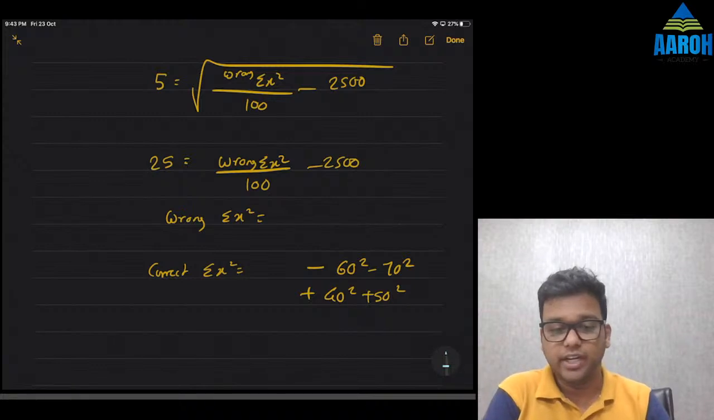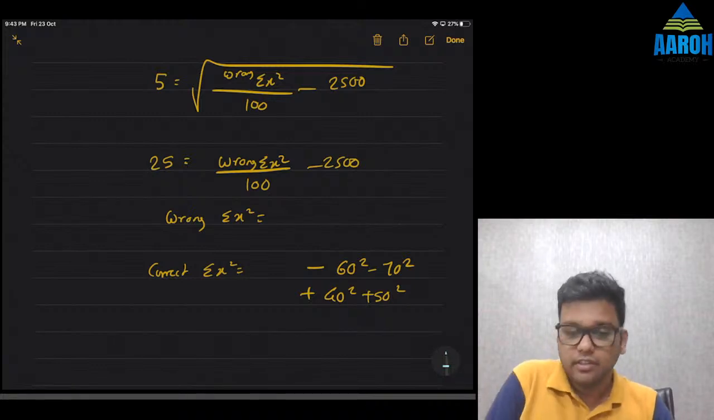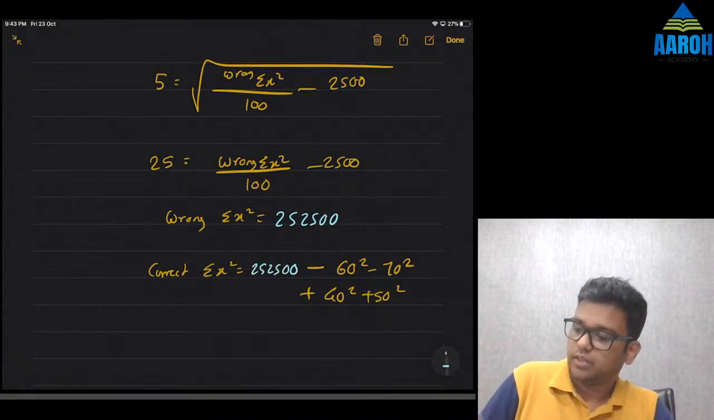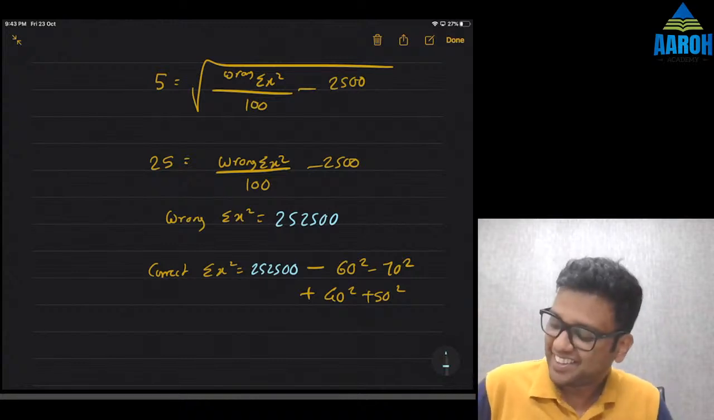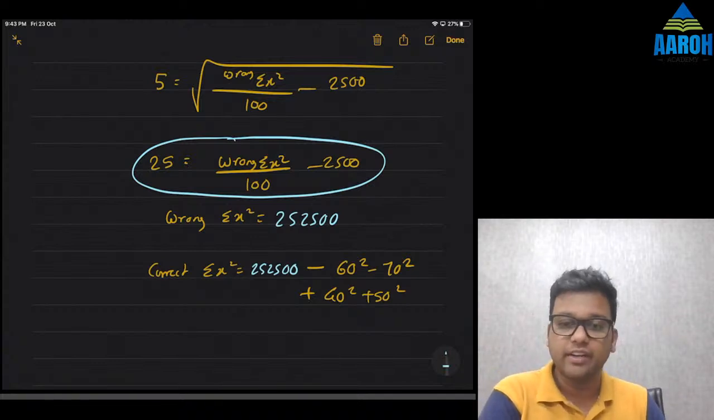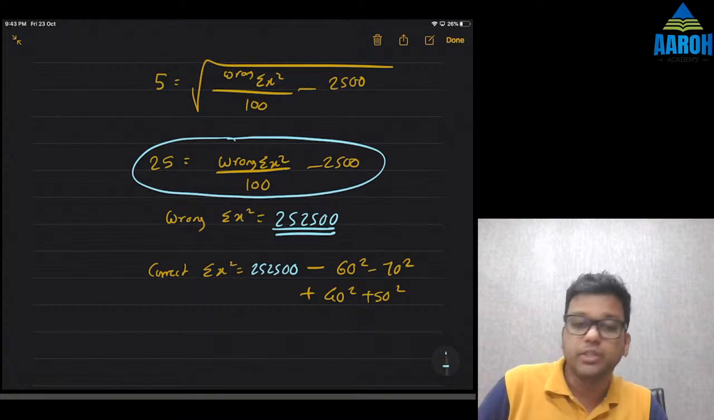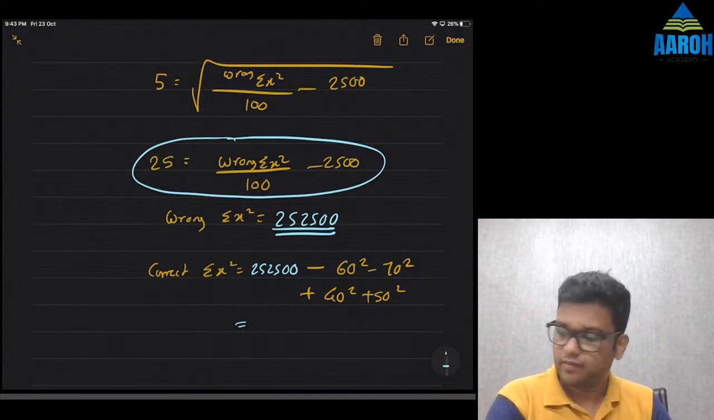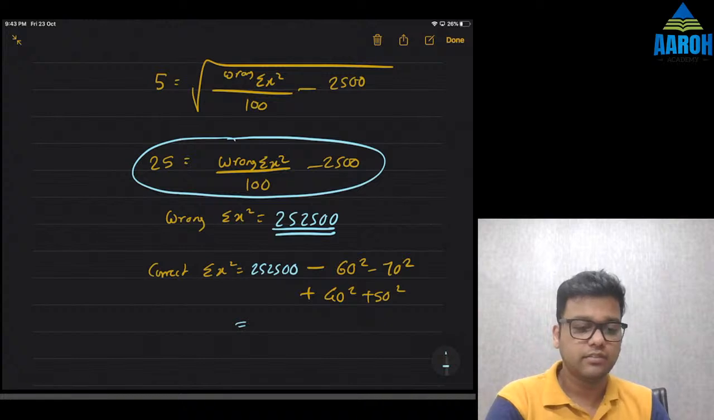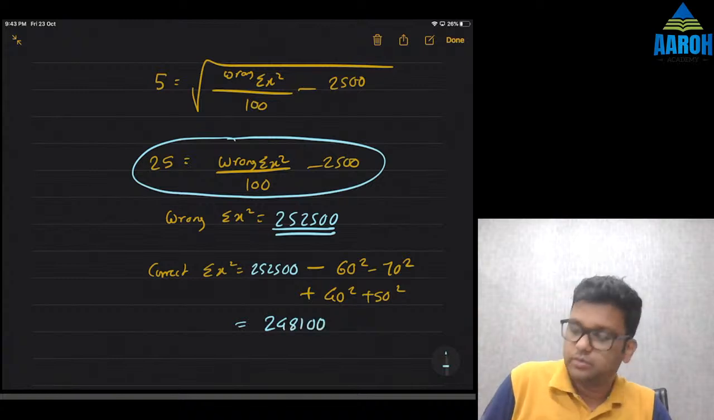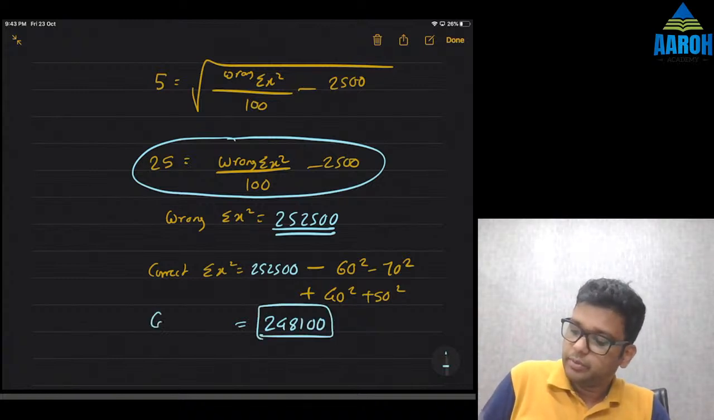This is not 5000, it is 25 plus 2500 into 100. That is 252500. Okay, so nobody pointed out the mistake. When you solve this equation, how will you solve it? 25 plus 2500 into 100. So that should be 252500, and you have to correct that sum now. From 252500 we'll deduct 60 square, 70 square, and we'll add 40 square, 50 square, and then it should be 248100. This should be correct summation x square.